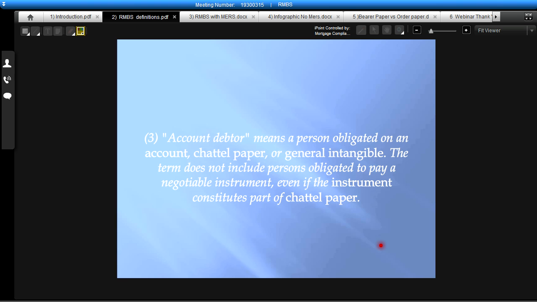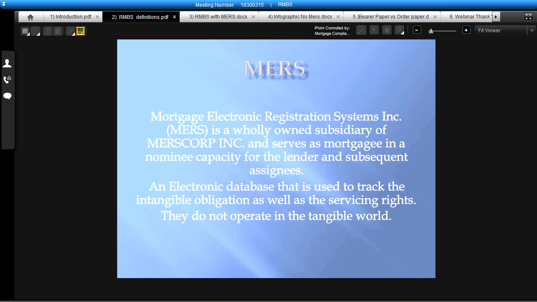What is MERS? MERS is Mortgage Electronic Registration Systems Incorporated. MERS is a wholly owned subsidiary of MERS Corp. Incorporated, and they serve as mortgagee in a nominee capacity for the lenders and subsequent assignees. MERS is an electronic database that is used to track the intangible obligation as well as the servicing rights. MERS does not operate in the tangible world. MERS operates only in the intangible.